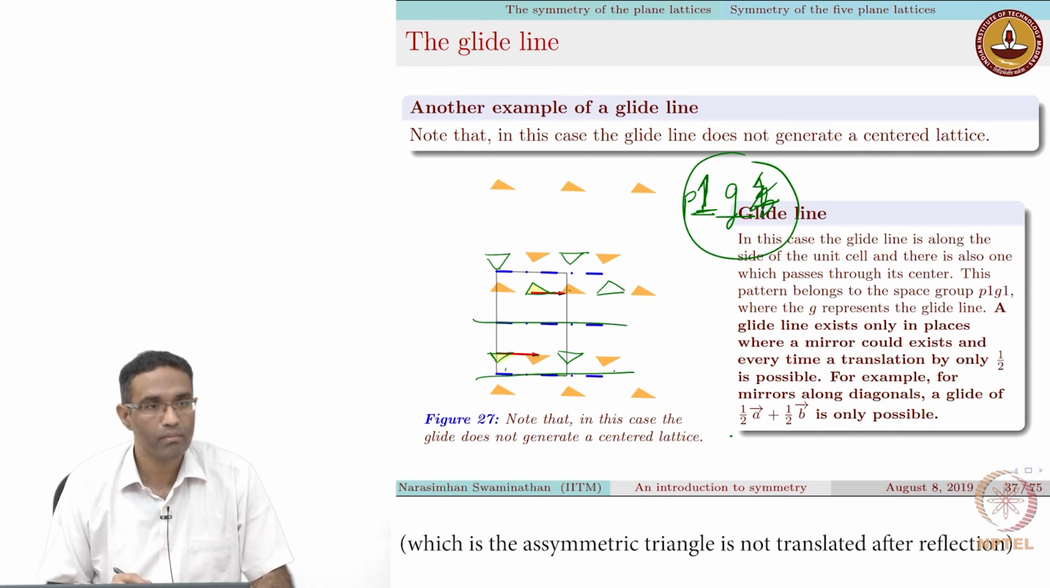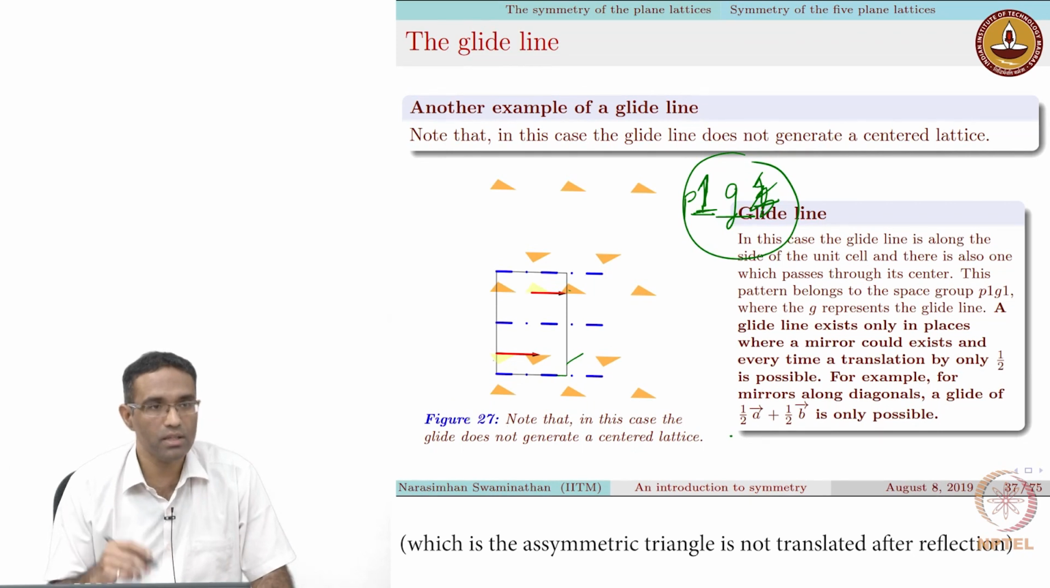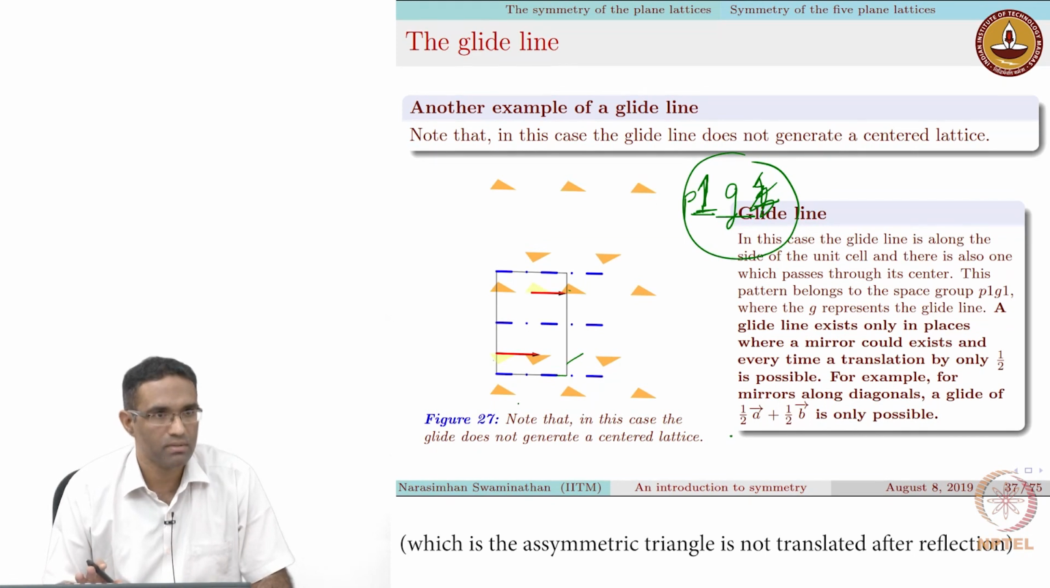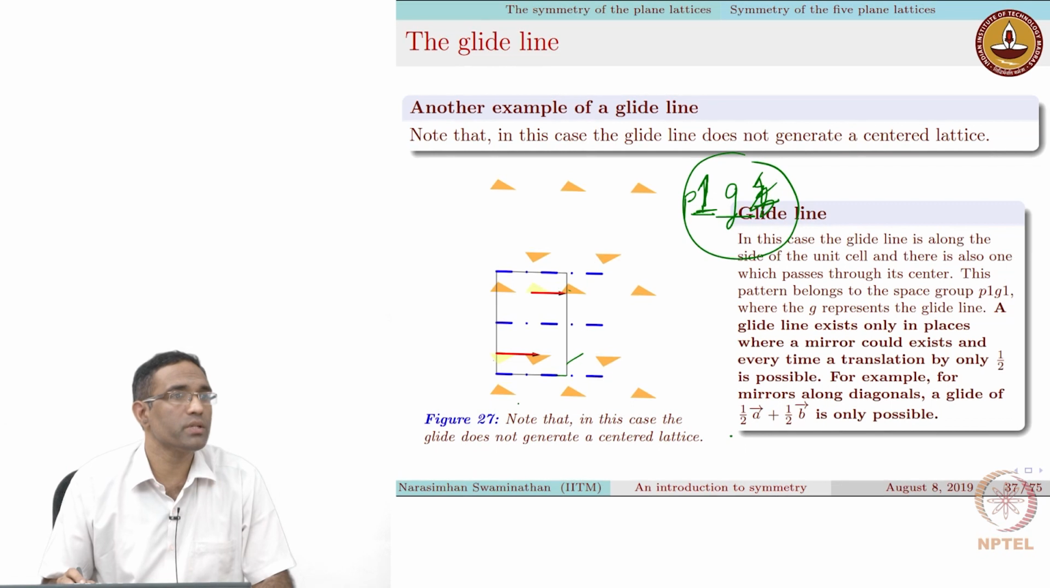But what is the initial structure? No. The initial structure that I gave you now is this. But you are telling me that don't move it after reflecting it. Then the structure that is going to be generated is going to be different from this, right? That will look different. That will have only mirror. That won't have the glide. Yes. Is that clear? Can I move on? Any other questions?